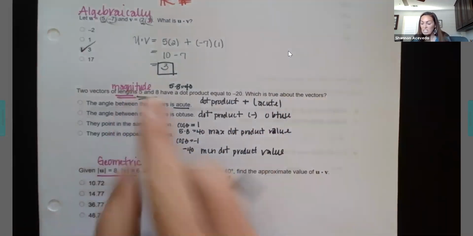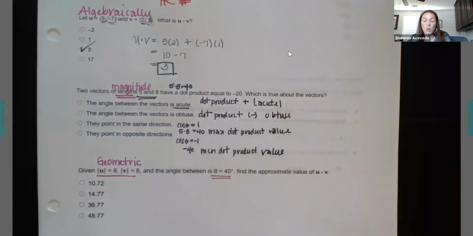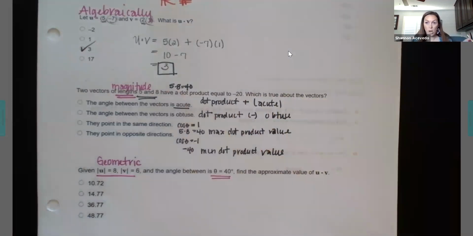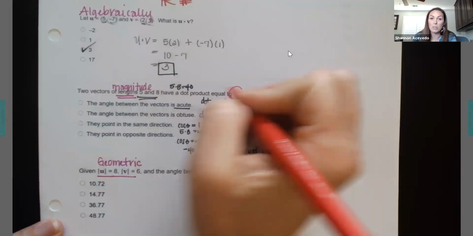So in this case, neither of them equal that. When I multiply the lengths together, my dot product doesn't equal that value. So they're not going in the same direction or opposite directions. Opposites would be negative, same means they're going the same direction, pointing the same way, which would be a positive. So in this case, since it's just a negative value here, it would be obtuse.